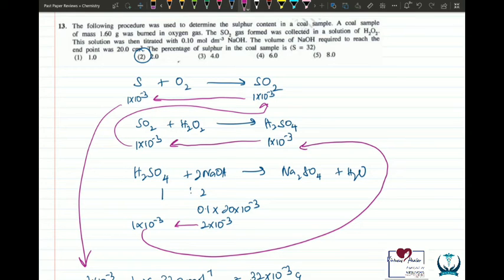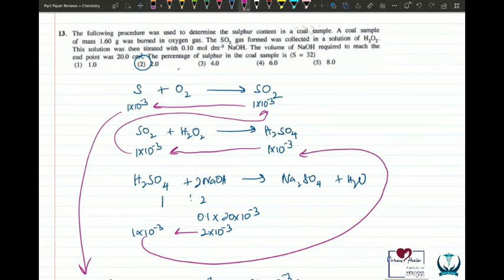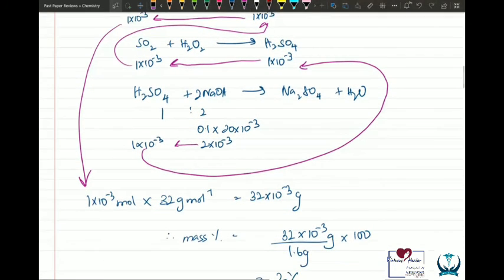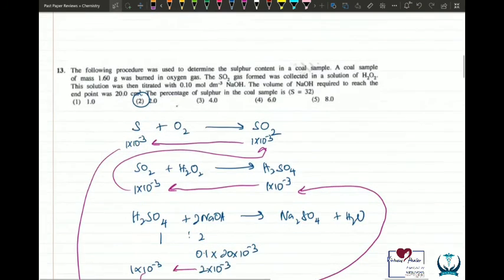So for this we have to work backwards. So you have 0.1 into 20 into 10 to the power minus 3. 0.1 is the concentration of sodium hydroxide and 20 into 10 to the power minus 3 is the volume. This gives us the amount of moles. So we have 2 into 10 to the power minus 3 moles of sodium hydroxide. Because of the stoichiometric ratio, we get 1 into 10 to the power minus 3 moles of sulfuric acid. Then 1 into 10 to the power minus 3 moles of sulfuric acid gives us 1 into 10 to the power minus 3 moles of sulfur dioxide, which in turn gives us 1 into 10 to the power minus 3 moles of sulfur. 1 into 10 to the power minus 3 moles of sulfur will give us 32 into 10 to the power minus 3 grams. So if we solve for the mass percentage, we get 2%. Therefore, the answer is 2.